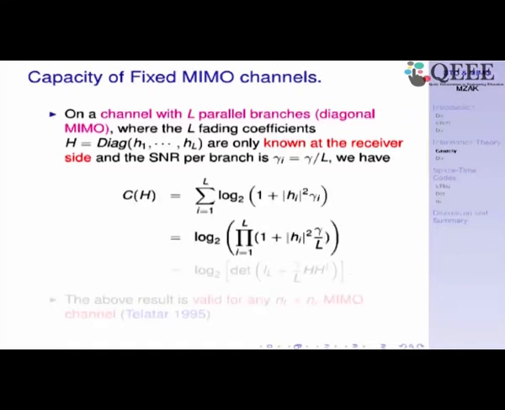Now, the capacity of L parallel channels of this kind is basically summation of the capacity of each of the channels. So that is what it is given here. Hi is the channel coefficient and gamma i is the signal to noise ratio on each of the channels. Let us assume that gamma i is basically equal to gamma by L. So the SNR or the power is equally divided among all the L channels. Okay. So coming back to the equation on the slide, you see that first expression is basically summation of capacity from all the L channels. In the second line, we have used the property of log. That is, log AB is basically equal to sum of log A plus log B. So because of that, applying it in the inverse fashion, the summation outside becomes multiplication inside. Okay.